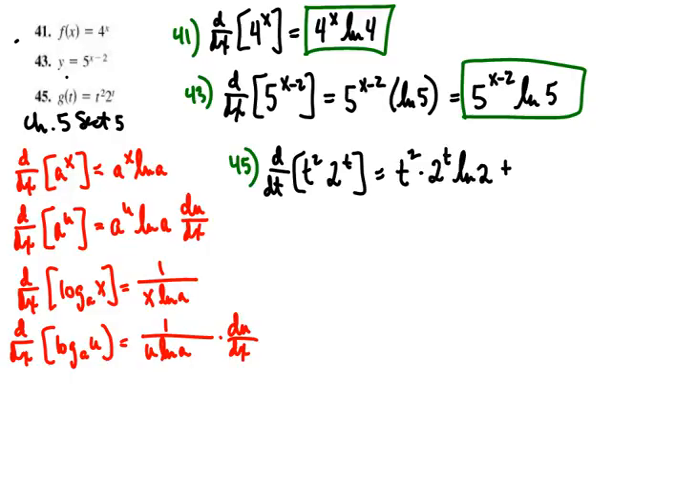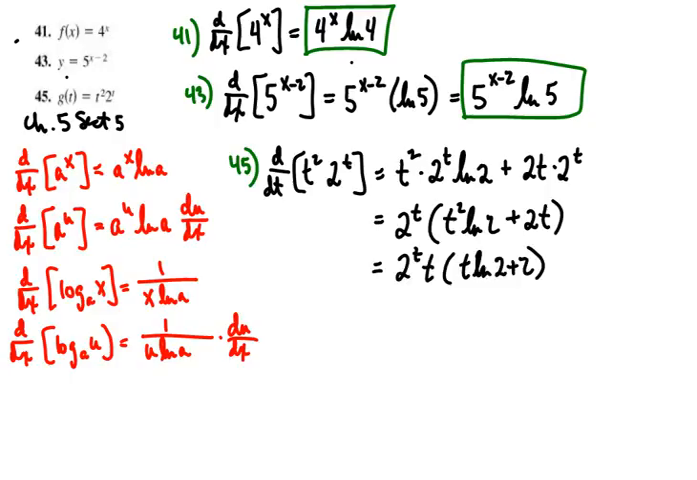2 is just 2 to the t, d1 is going to be 2t. And if you notice here, we do have a common factor of 2 to the t. We're going to multiply that by t squared ln 2 plus 2t. And I guess you could say we still have a common factor of t there even, so we could bring out another t, and we would get 2 to the t times the quantity t ln 2 plus 2, and the final version looks something like that.